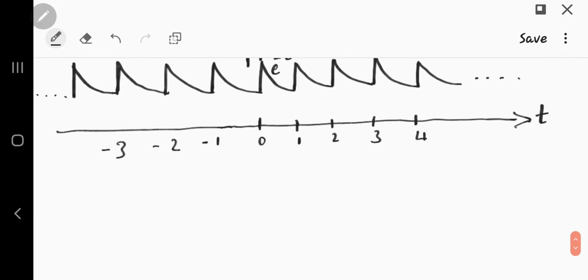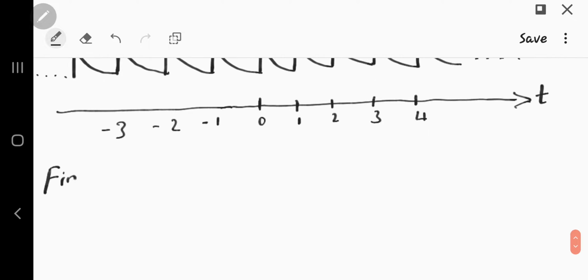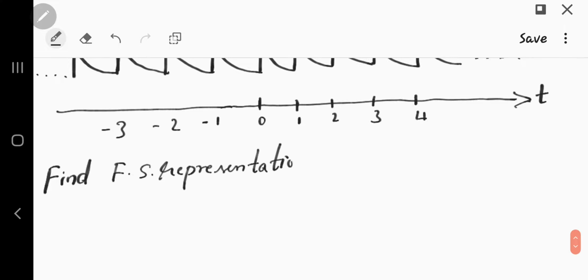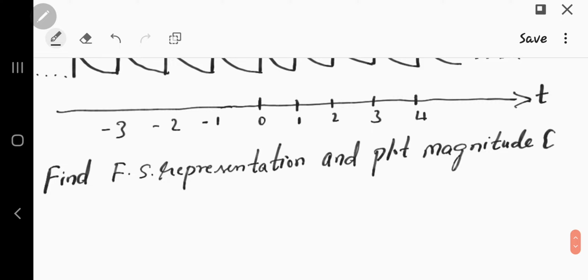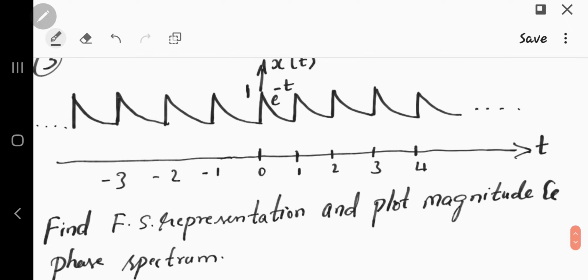Now for this, again we have to find the Fourier series representation, and we have to plot the magnitude and phase spectrum. So sometimes they'll just ask draw its spectrum. Okay, so that means we have to plot both of them. So this is the given signal, and the entire signal, it's a periodic signal, as you can observe.